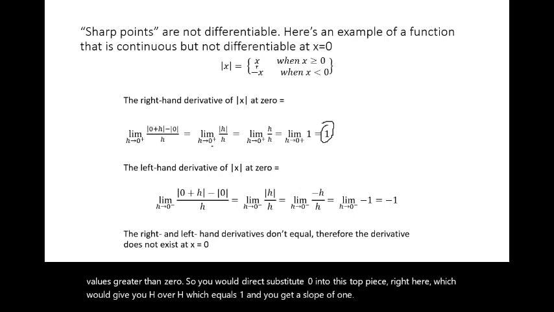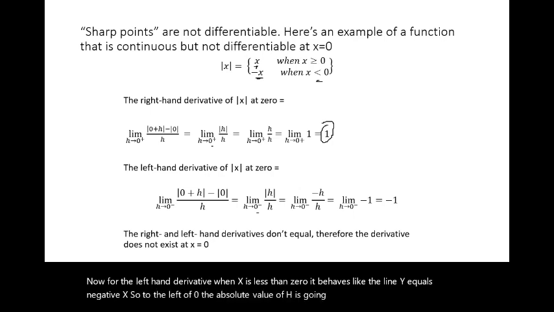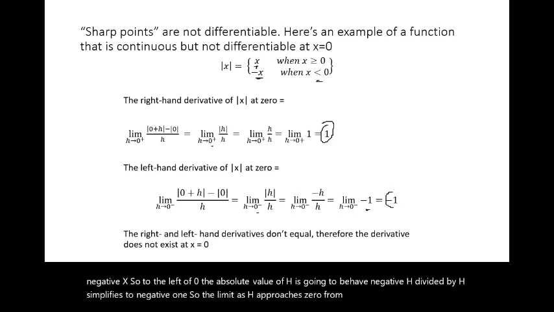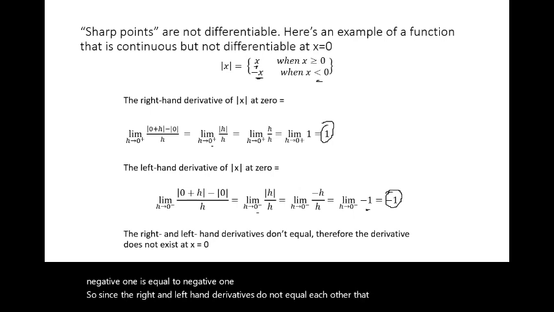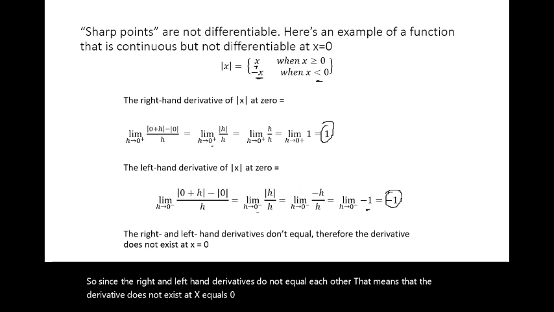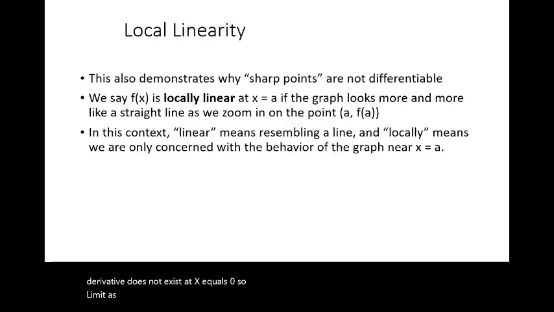Now, for the left-hand derivative, when x is less than 0, it behaves like the line y equals -x. So to the left of 0, the absolute value of h is going to behave like -h. -h divided by h simplifies to -1. So the limit as h approaches 0 from the left of -1 is equal to -1. So since the right and left-hand derivatives do not equal each other, that means that the derivative does not exist at x equals 0. So the limit as h approaches 0 overall will not exist.